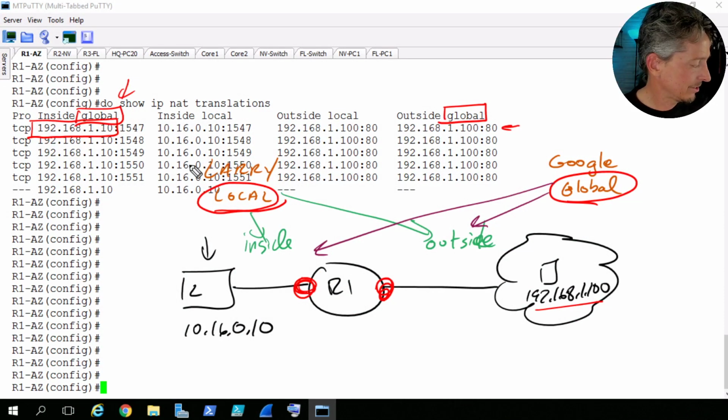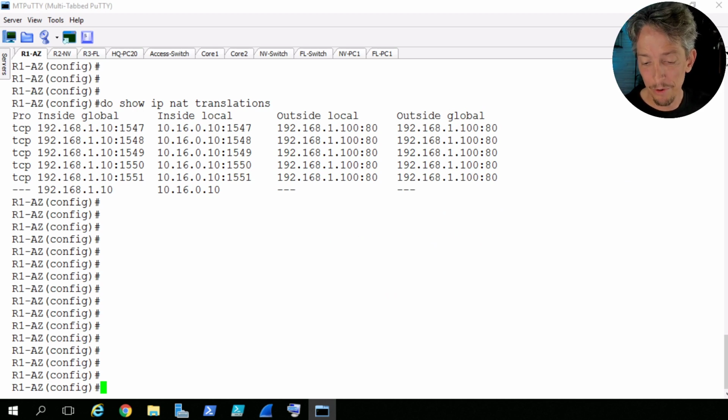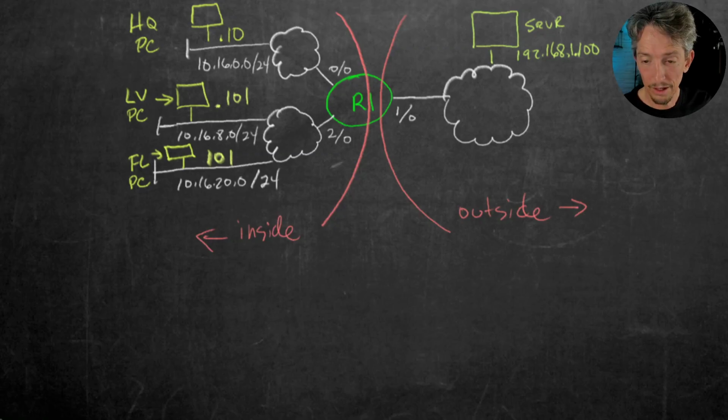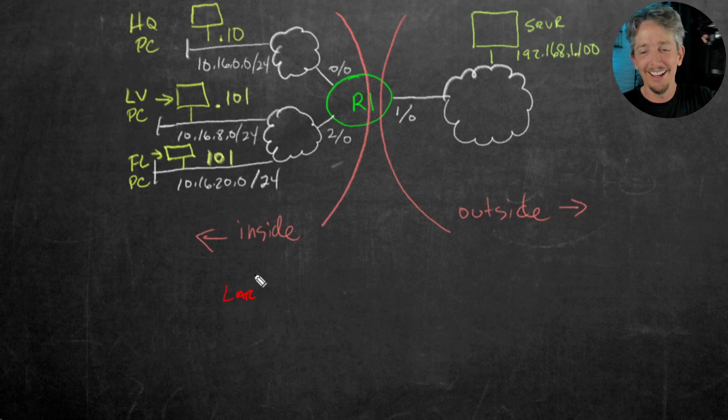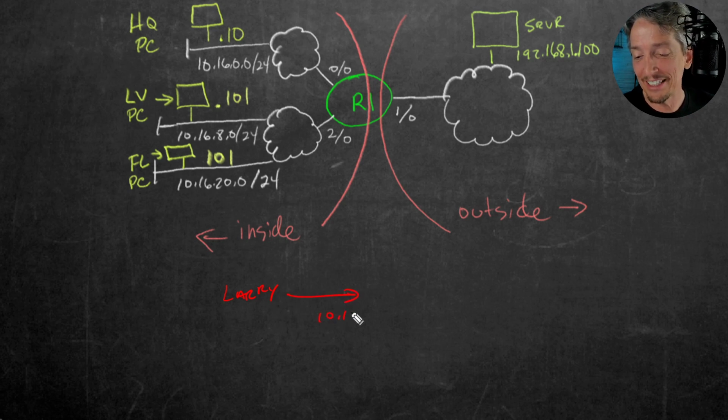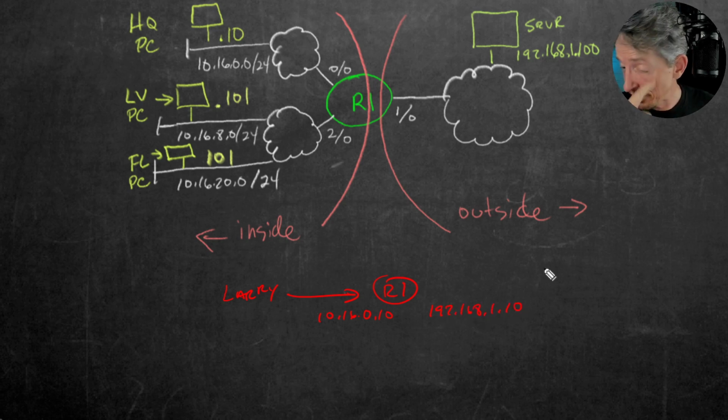Let me clear off this. And let's go to our whiteboard. And let's plan out what we're going to do, and then we'll do it. Our intention is we have a mapping for Larry. Oh my gosh, I got to stick with Larry today. So Larry's translation is from 10.16.0.10 going through the router, and the mapped address is 192.168.1.10. So that translation is already done. That's source NAT from inside to outside.